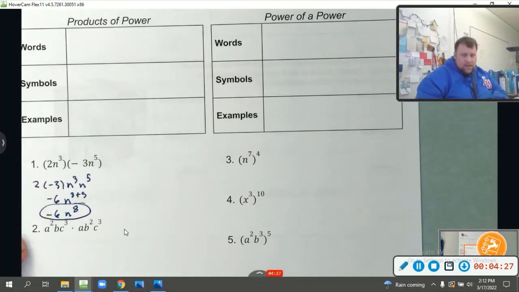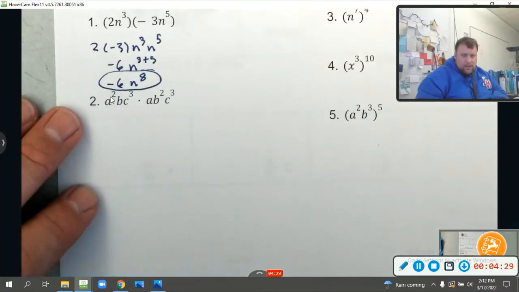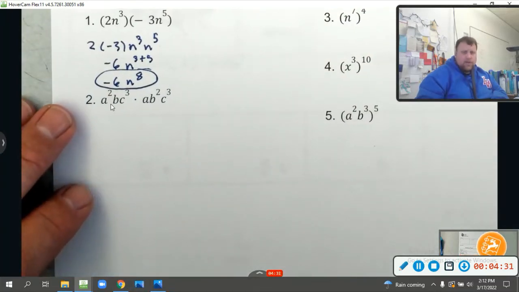And then let's go ahead and zoom on down here so you can see a little better. But also let's do this. Try and do this one by yourself. Ready, set, go.